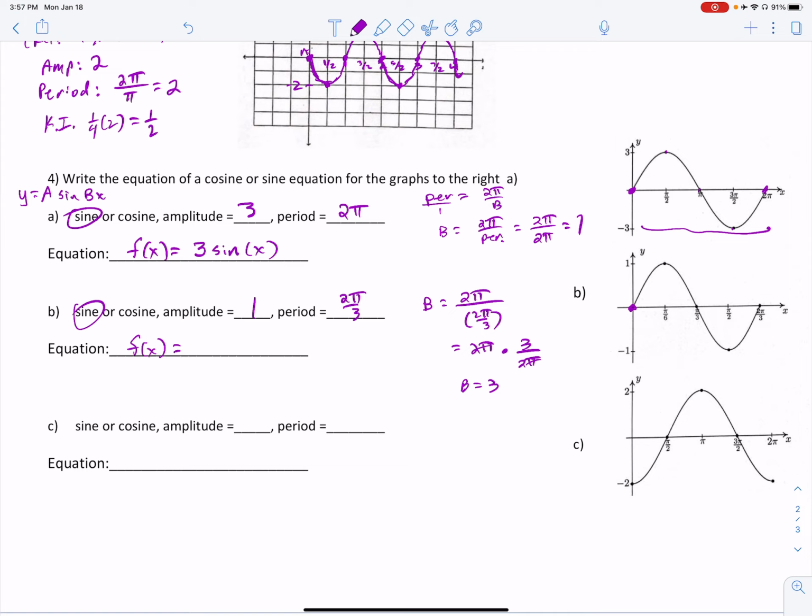And the amplitude is just 1. And it is positive because you start by going up, not by going down. There's no reflection in the x-axis. And then it's going to be the sine of 3x.